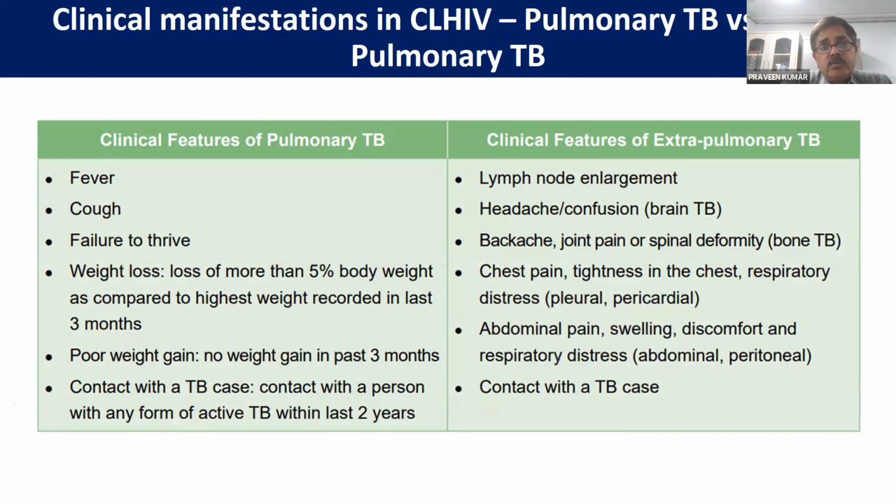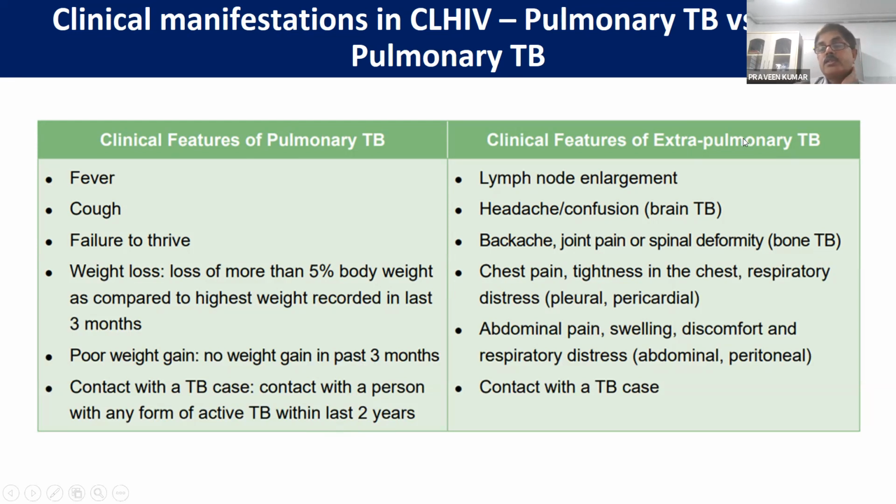So all of us know tuberculosis: we can have pulmonary TB, or we may have extrapulmonary TB. Most of the time pulmonary TB patients will present with fever, cough, poor weight gain or weight loss of more than 5% of body weight, or no weight gain in the past 3 months, or a contact with a tuberculosis case. And this we take usually within the last 2 years.